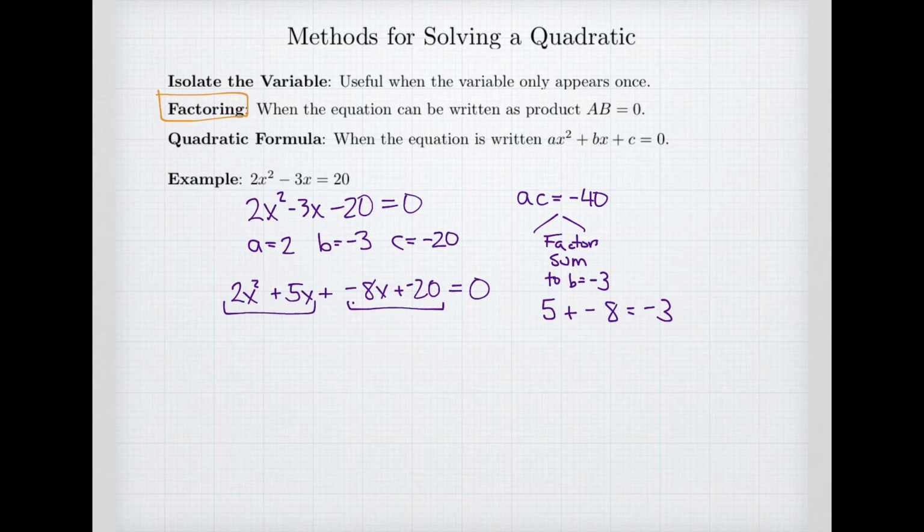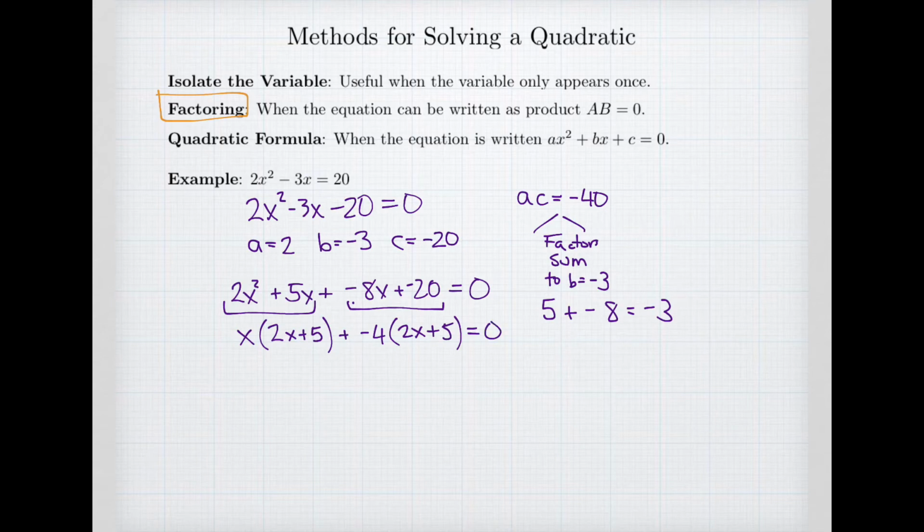Now, once they're grouped, we're going to look for common factors. The first one has a common factor of x, so I get x times 2x plus 5. For the second term, I always want to bring out a negative if there is one, so negative 4 is a common factor. So I have negative 4 times 2x plus 5.